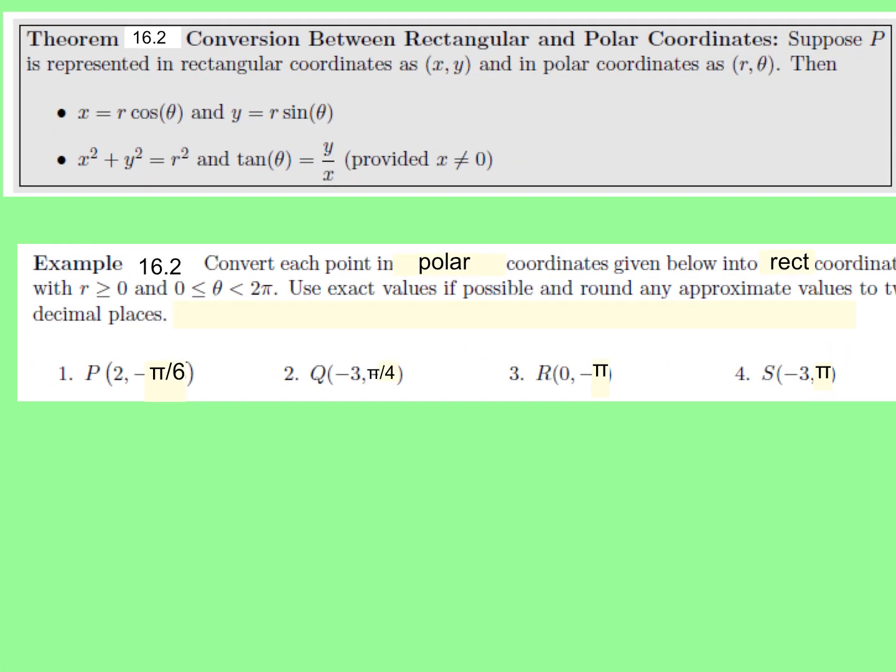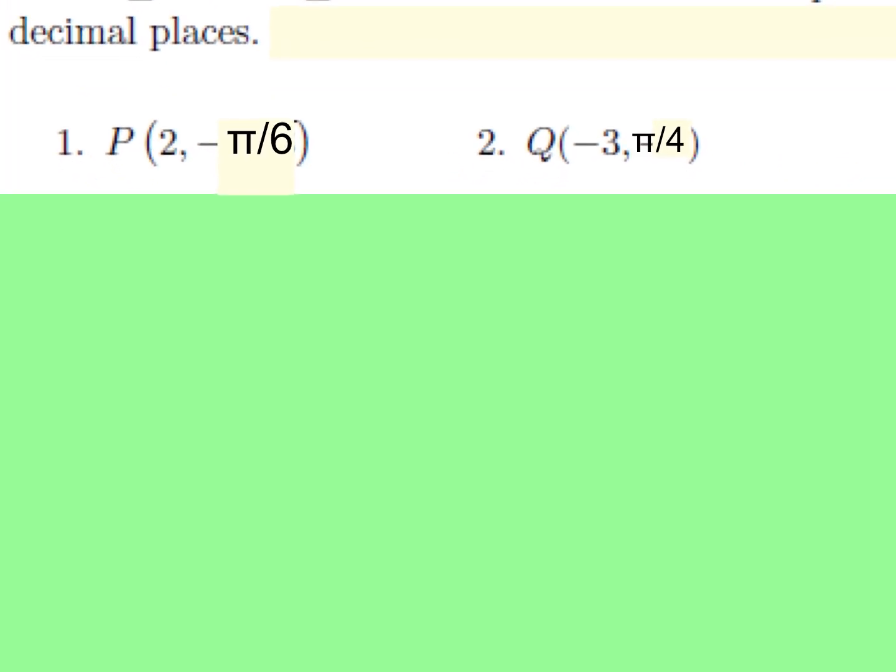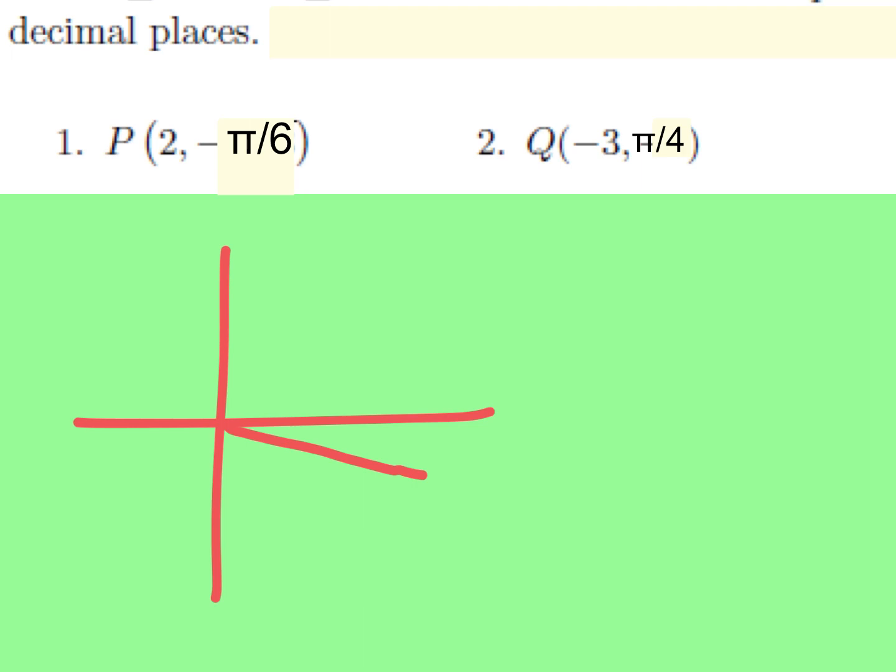All right. I'd like you to start with this green page. Draw that. That's a point. Pause for a second while you work on that. Okay, so let's first do this. 2 comma negative pi over 6. Did you know that negative pi over 6 is that way? And then 2 means that this radius was 2. Raise your hand if you graphed it in the right spot.